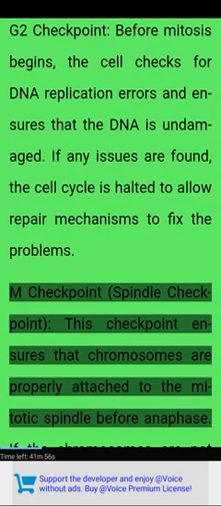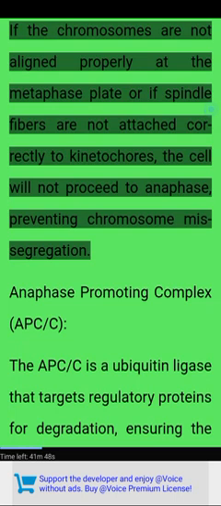M checkpoint, spindle checkpoint. This checkpoint ensures that chromosomes are properly attached to the spindle before anaphase. If the chromosomes are not aligned properly at the metaphase plate or if spindle fibers are not attached correctly to kinetochores, the cell will not proceed to anaphase, preventing chromosome segregation.